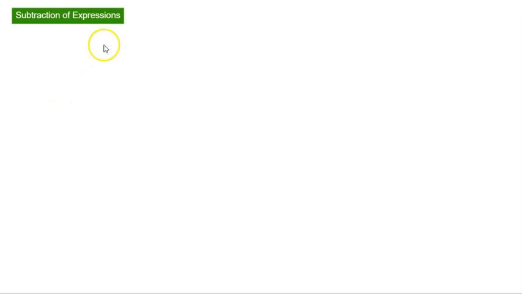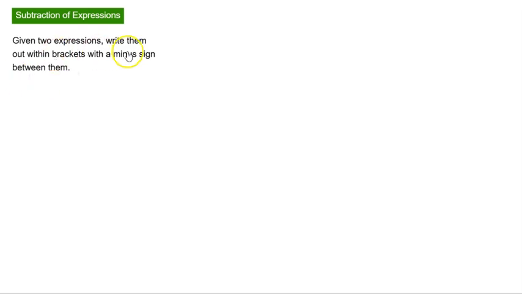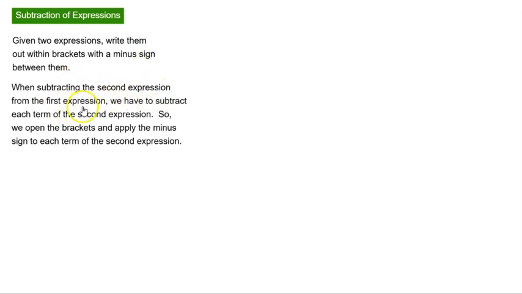In the previous session, we looked at addition of expressions. Now let's look at subtraction. Given two expressions, write them out within brackets with a minus sign between them. When subtracting the second expression from the first expression, we have to subtract each term of the second expression. So we open the brackets and apply the minus sign to each term of the second expression. That means the sign reverses for every term.